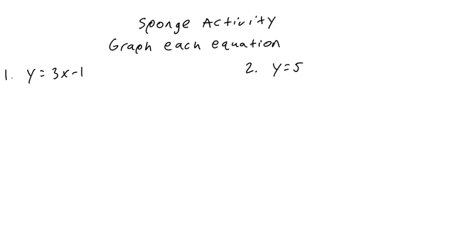Alright, now time for the sponge activity. All I have for you today is to graph each equation. Number 1, graph y equals 3x minus 1. And number 2, graph y equals 5.